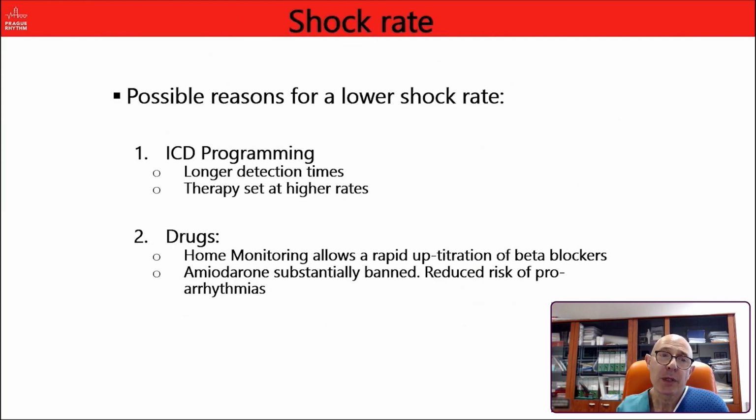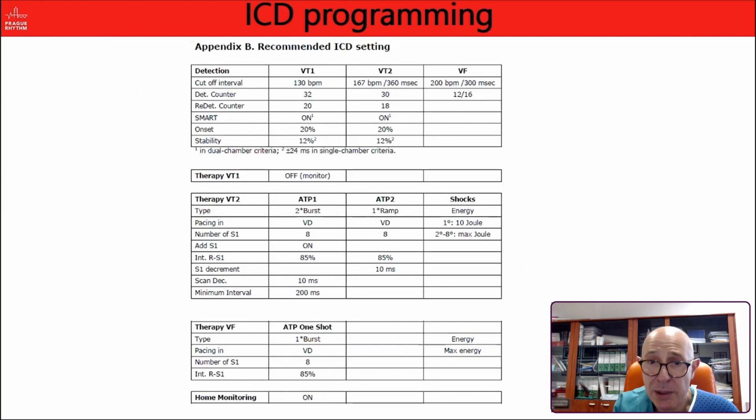Why that? Possible reasons for the lower shock rate were mainly related to ICD programming. This study was published after the milestone MADIT-RIT studies. So, longer detection times and therapy set at higher rates of VTs, and drug therapy: home monitoring allowed a quick, rapid up-titration of beta blockers whenever an episode of VT had occurred. And amiodarone was substantially banned, so there was a reduced risk of pro-arrhythmias.